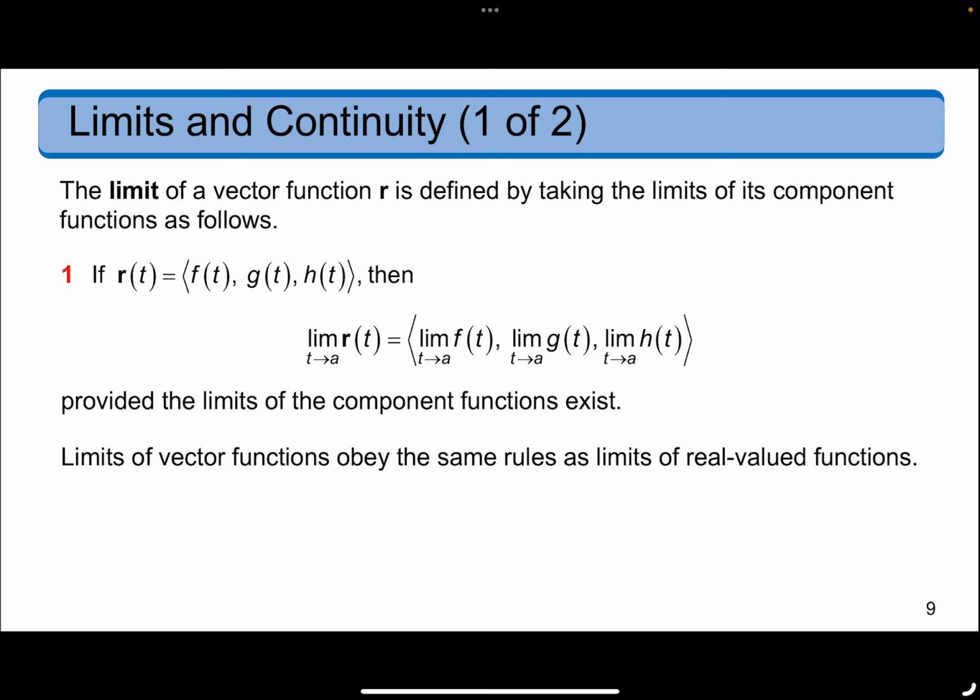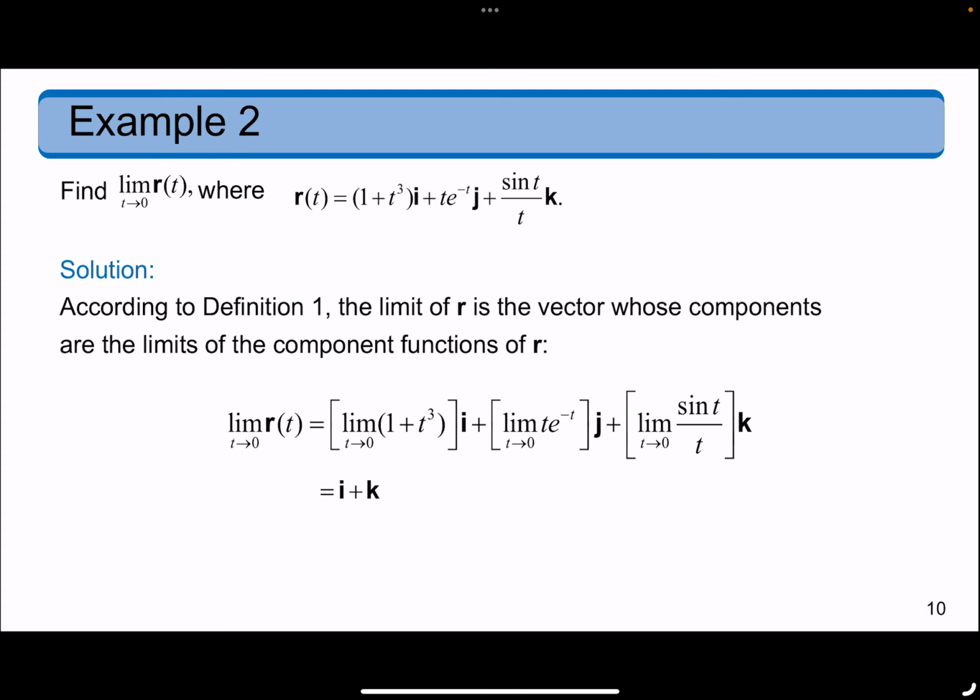The limits of vector functions obey the same rules as limits of real-valued functions. For example, we are asked to find the limit of r of t as t approaches 0, where r of t is equal to 1 plus t cubed i plus t e to the negative t j plus sine t over t k. According to our definition, the limit of r is a vector whose components are the limits of the component functions of r. So the limit of r of t as t approaches 0.